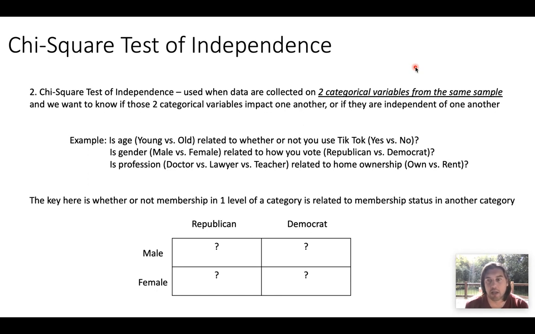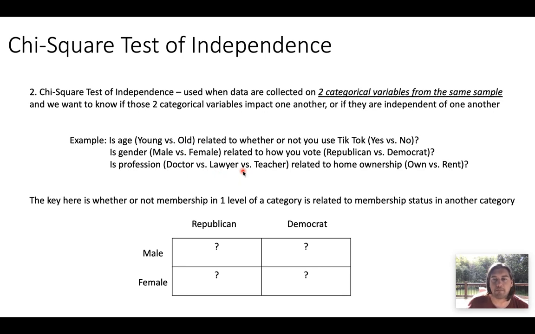So we could ask, is religion, Catholic, Protestant, Muslim, Jewish, or atheist, related to obtaining a college degree? So the category of religion might have 4 or 5 potential options within it. That's perfectly fine. You don't have to have just 2 in each category like we did above. You can have multiple options.